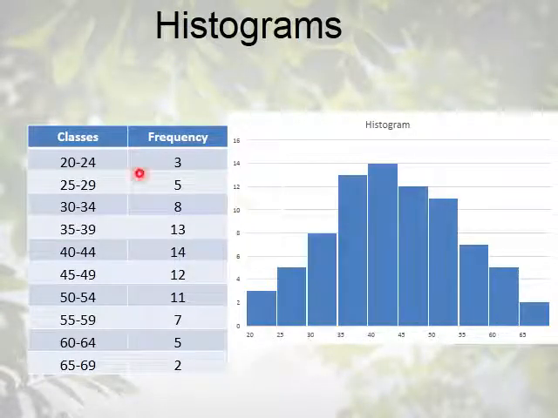So consider the similarities between a frequency distribution that we have on the left and a histogram that we have on the right. Just to drive this home, if our class was between 20 and 24, and we had 3 of our data in that class, then our bar between 20 and 24 would go up to 3. Similarly, our bar between 25 and 29 down here would go up to 5, etc. So this histogram represents the same exact data as this frequency distribution.